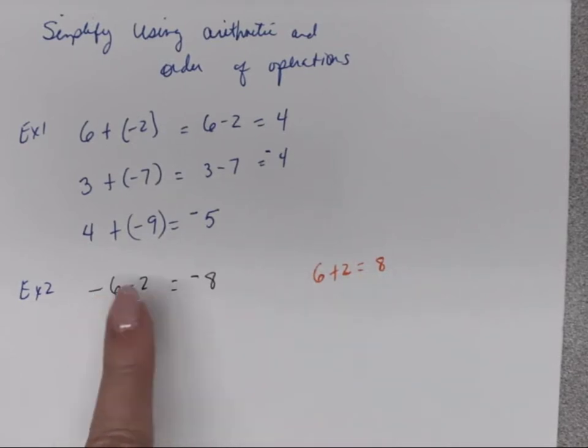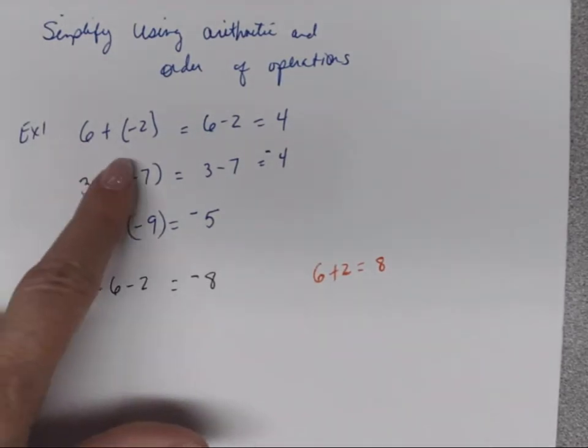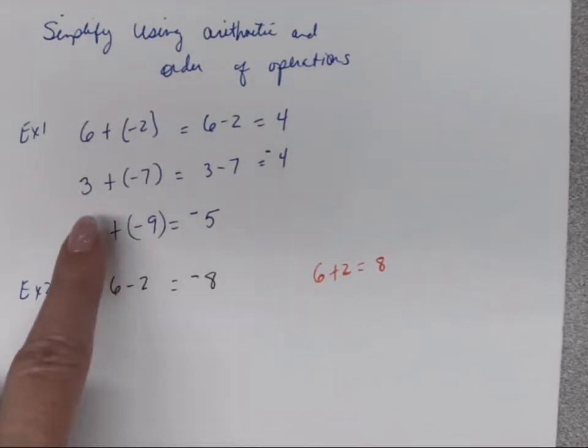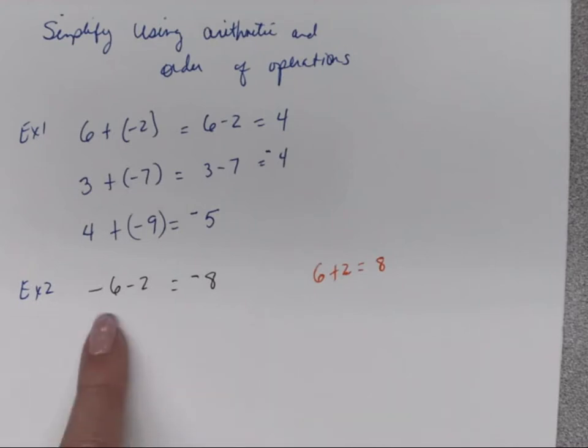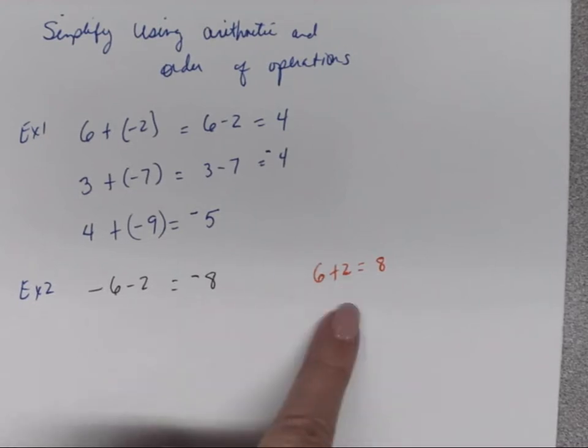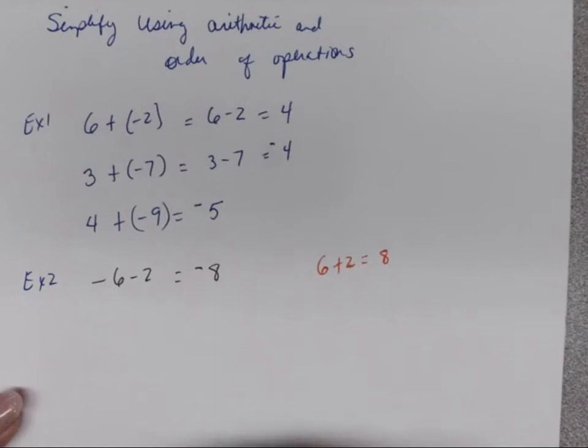This is negative 6 minus 2, so that's two negatives. They are the same sign. You add them and keep the sign. So hopefully that helps kind of clarify what you're doing. When they're opposite signs, you will subtract, keep the sign of the bigger number. When they're the same sign, you will add and keep the sign. So let's look at another one.